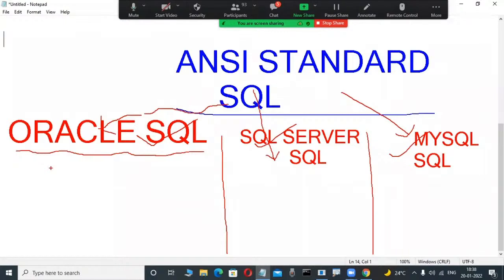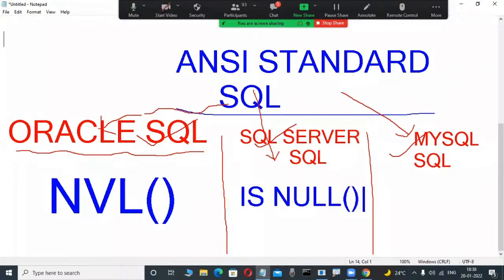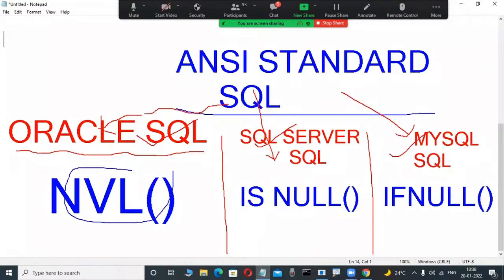And functions are also different. For example, for handling null values in Oracle, NVL is a function. But if I use the same function in SQL Server, is it working? No, not working. Why? Because that is a different language. In SQL Server, ISNULL is the function we use for handling null values, since arithmetic operations performed on null values become null. In MySQL, IFNULL is used for handling null values in arithmetic operations. That's why functions are totally different.